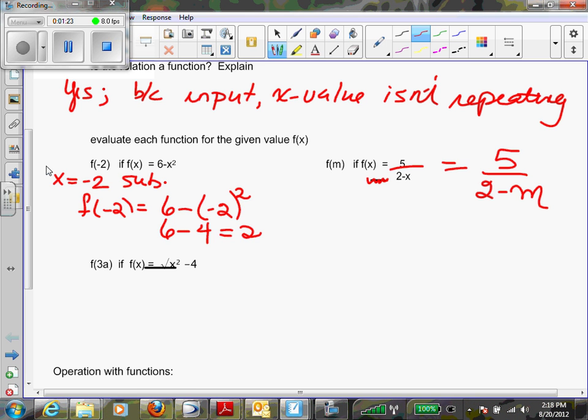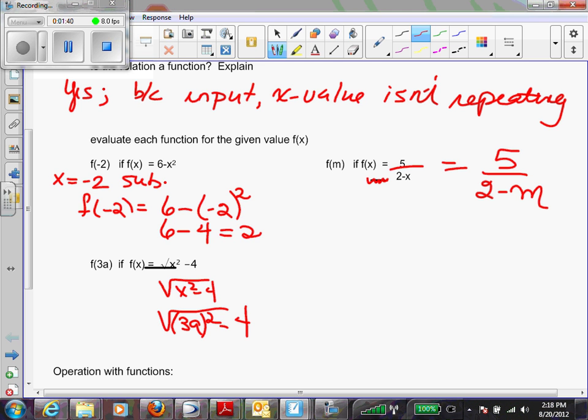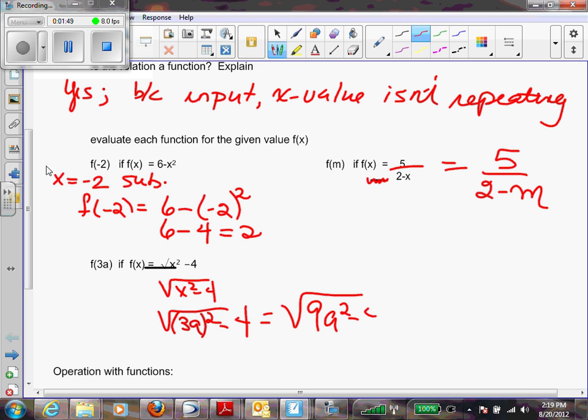Okay, this one is the square root of x squared minus 4. But I want to figure out what f at 3a is. So for x, I'm going to plug in 3a. So I'm going to take that 3a and I'm going to square it, and then I'm going to subtract the 4. And so under the square root, I'm going to get 9a squared minus 4.